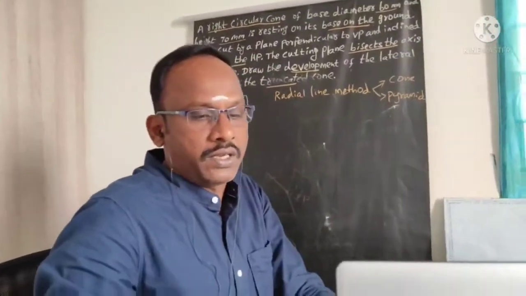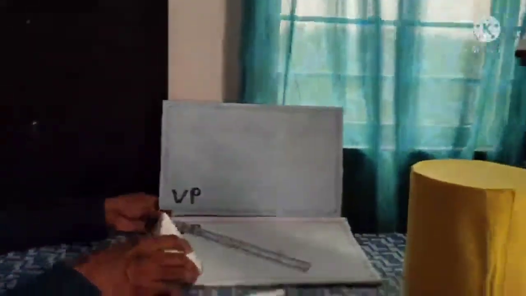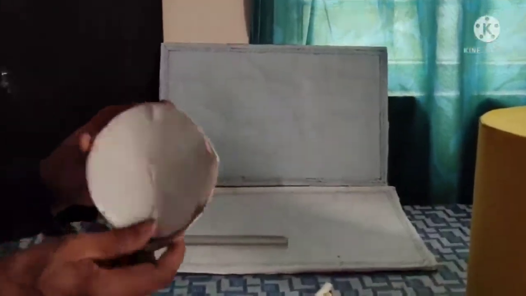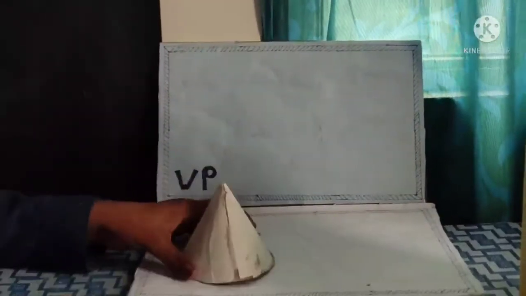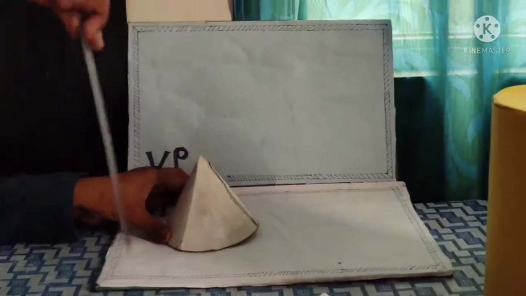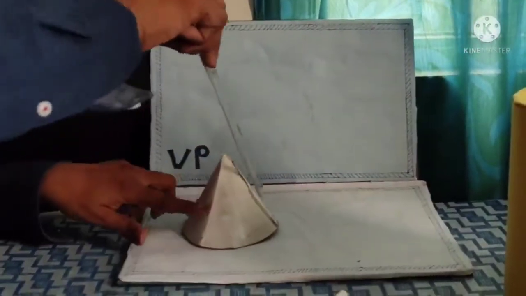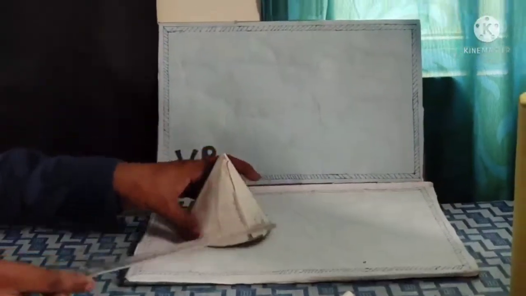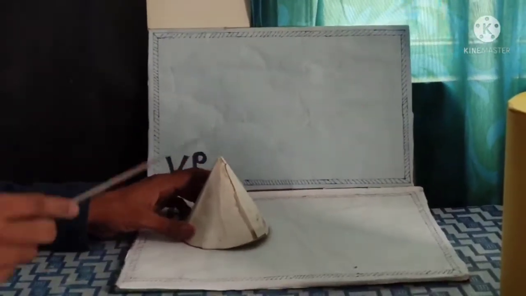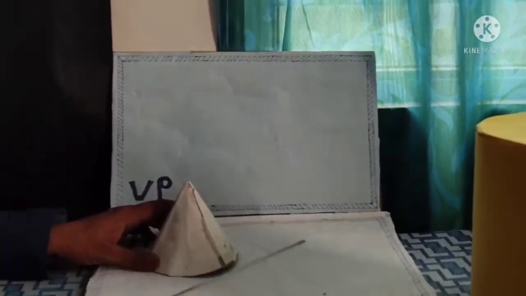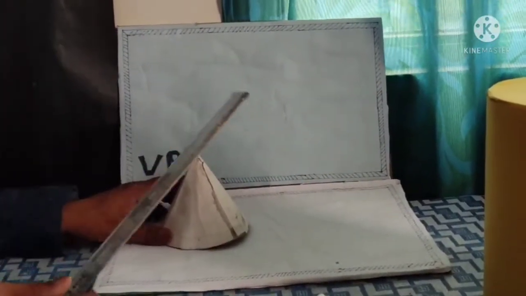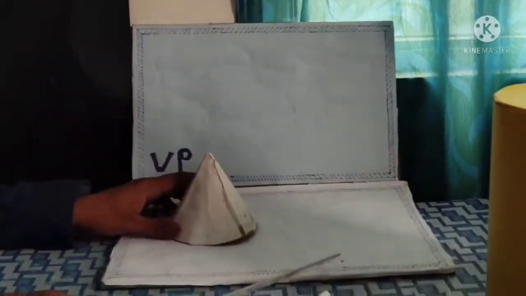So now I will explain how we are going to solve this problem by using demonstrations. Here we can see the HP and VP planes, right? Now this is your cone. To draw the development, first consider that it is resting on the ground, which is nothing but resting on HP. First we want to draw the top view, which gives the true shape. Then your front view will look like a triangle, projected on the VP. Then we will draw the full development. Third step is the full development of the truncated cone. Fourth, introduce the section plane and the development of the cut solid.